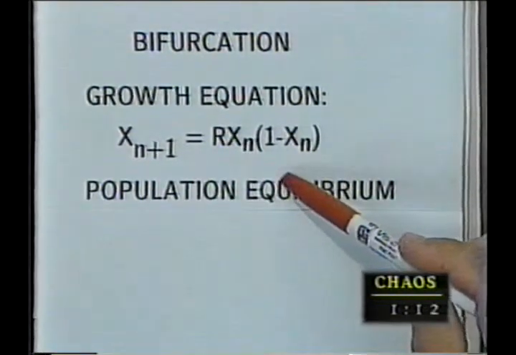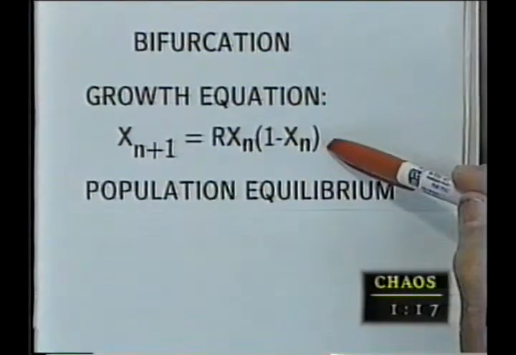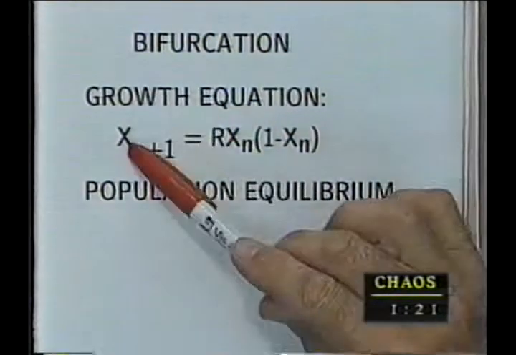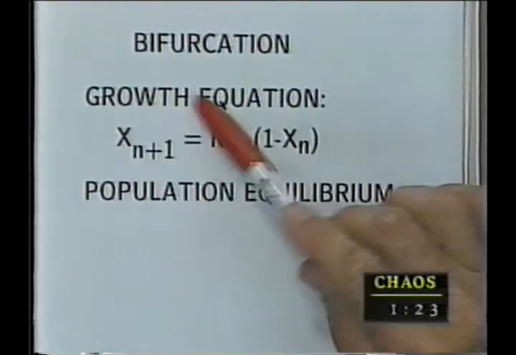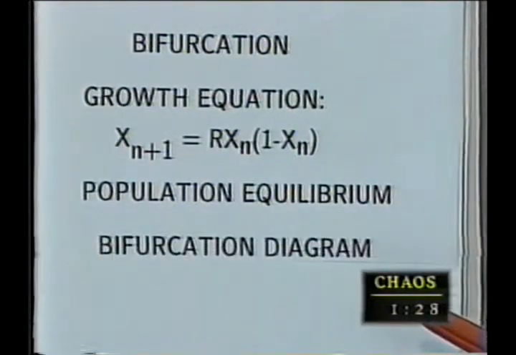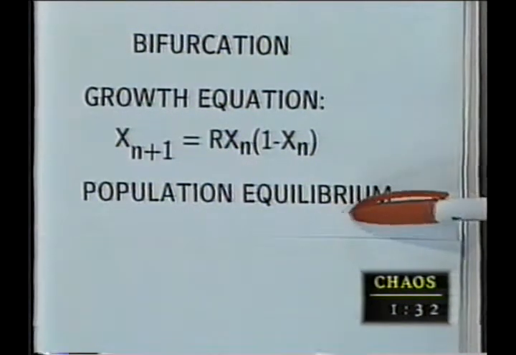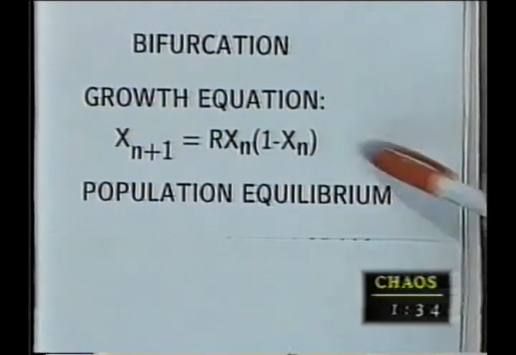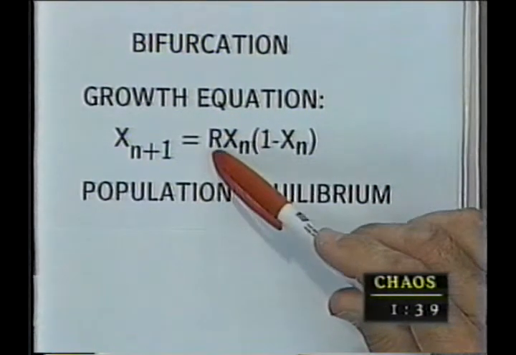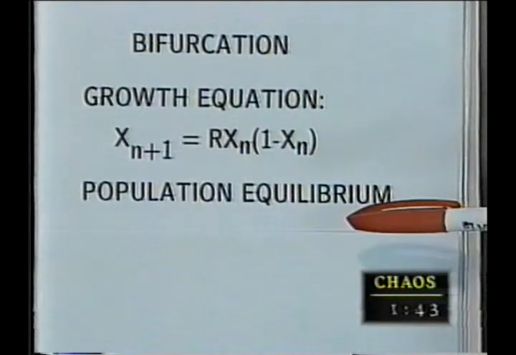Now, population reaches an equilibrium if x_n and x_{n+1} are the same. That is, they reach an equilibrium, the same number of insects are there year after year. So this growth equation looks for equilibriums. And people wanted to find equilibrium points for different values of r being the driving force. What are the different equilibrium points for different values of r?